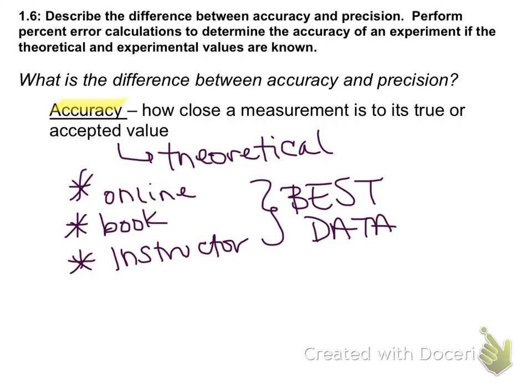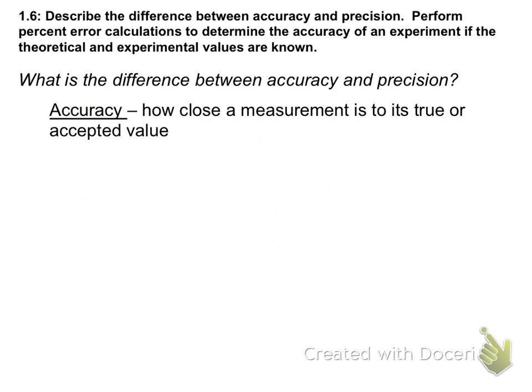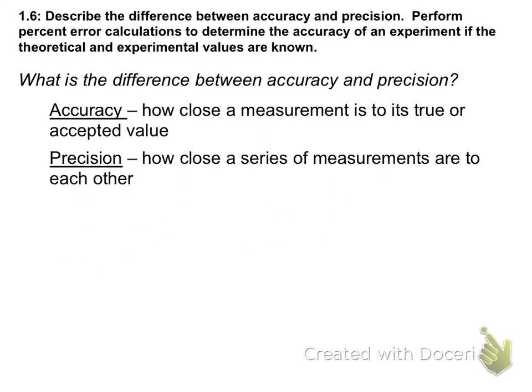Let's continue. Precision is how close a series of measurements are to each other. So in order to have a series of measurements, you have to have more than one. So you have to take several measurements in order to have precision. Accuracy, you only need one to see how accurate something is. But for precision, you have to have a series in order to tell if it's precise. So it's how close a series of measurements are to each other.